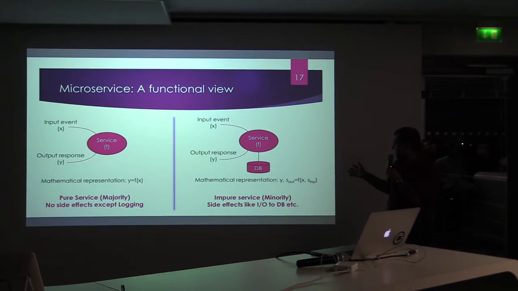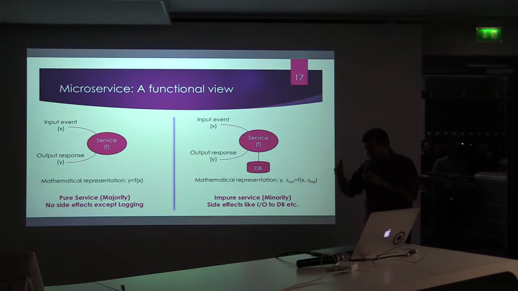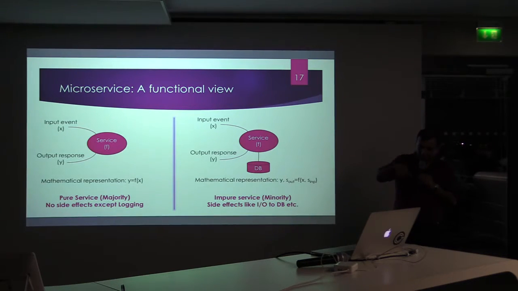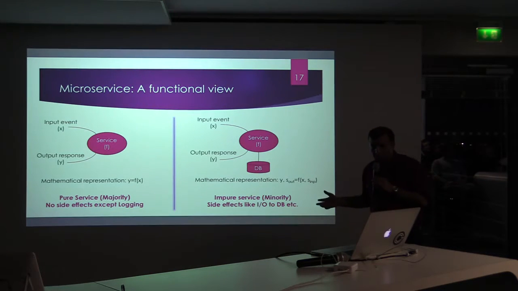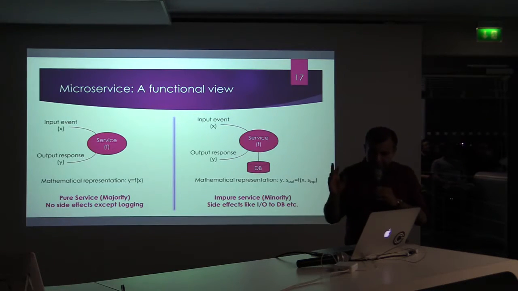And then you do have some impure services where you have a database or some other I/O side effect, and there you have an input state. You can represent it in a different way: when an event happens, it alters your input state to create another state, an output state. So you can mathematically represent it as an output state being a function of the input event and input state.